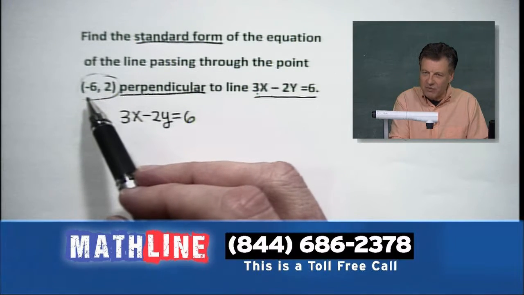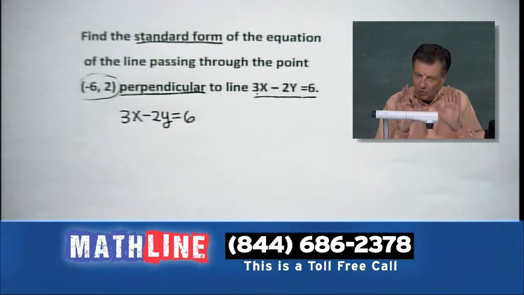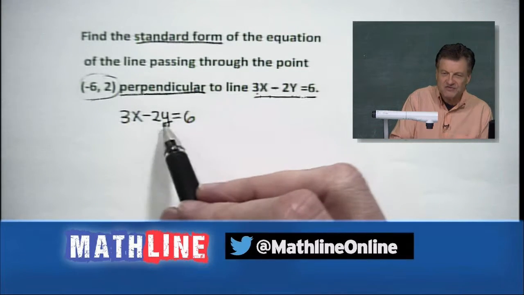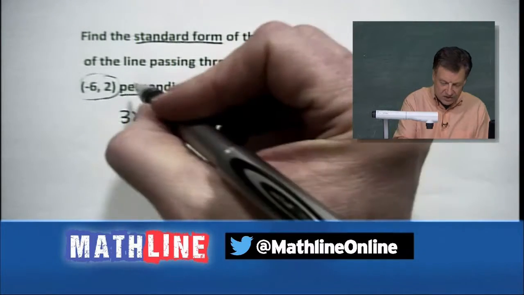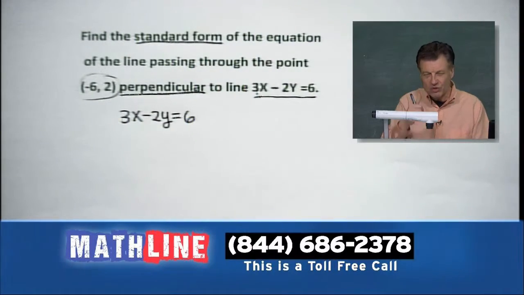Whew, that's a lot of stuff to worry about, isn't it? So let's just take it one thing at a time. First of all, let's find a slope. That's the big thing that's missing here. We've got to have a slope, and then we can start working that perpendicular business through and through.